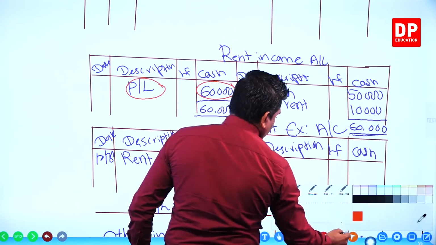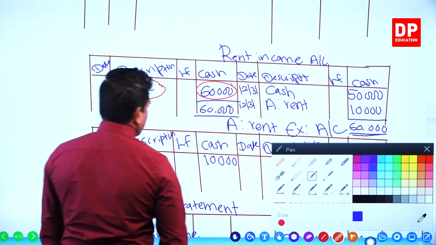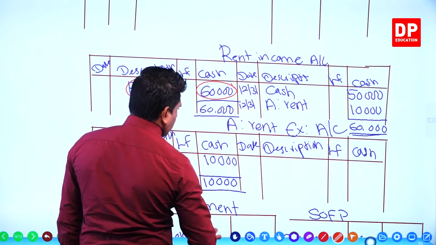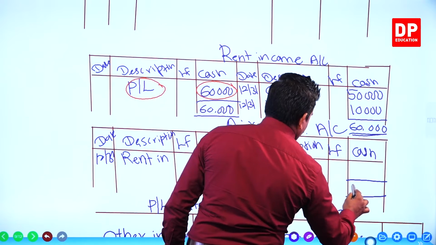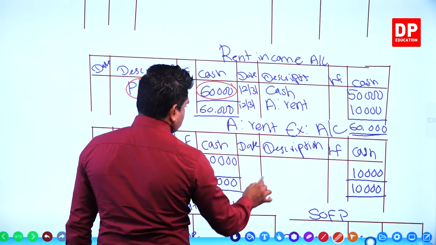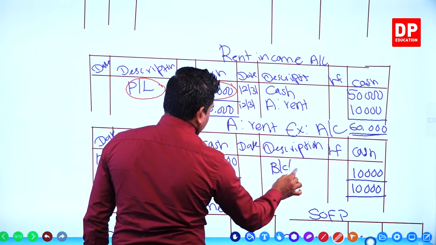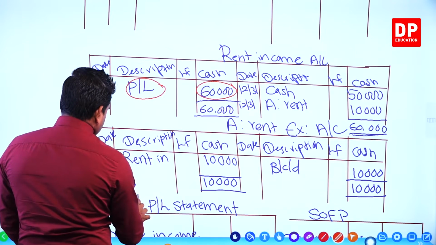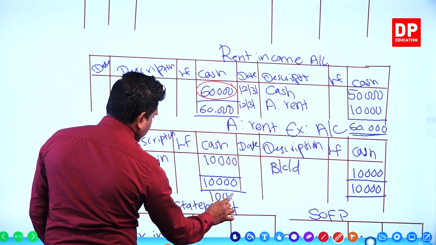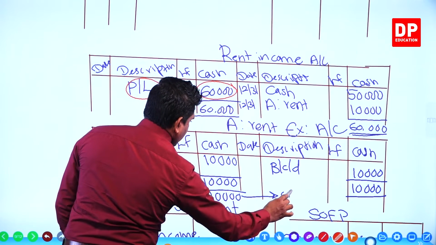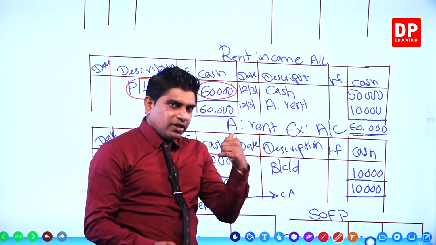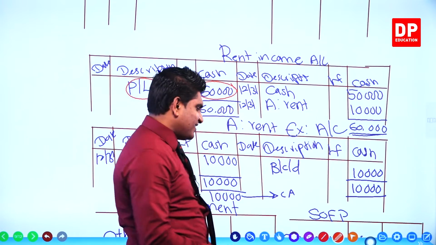Now I balance off this one. Accrued rent 10,000, 10,000, 10,000. Balance carried down, balance brought forward 10,000. Where do we write it? Under the current assets we write, right? But before we enter these details in the financial statements, we record the entry in the general journal, right?